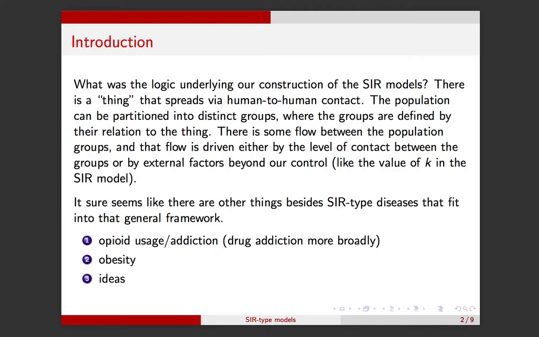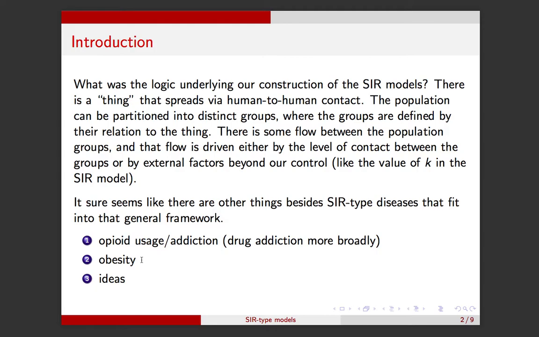So all three of these sorts of things, these are not the flu, okay? These are not COVID-19. If I am an opioid addict, okay, I'm addicted to heroin or something, if I sneeze on you, you do not become a heroin addict yourself. However, how does a heroin outbreak happen? How does an obesity epidemic happen? Things like this, right? Generally speaking, they spread via human-to-human contact, right?